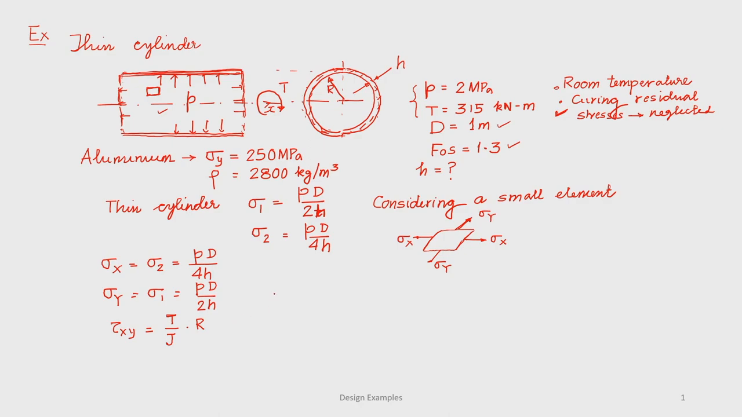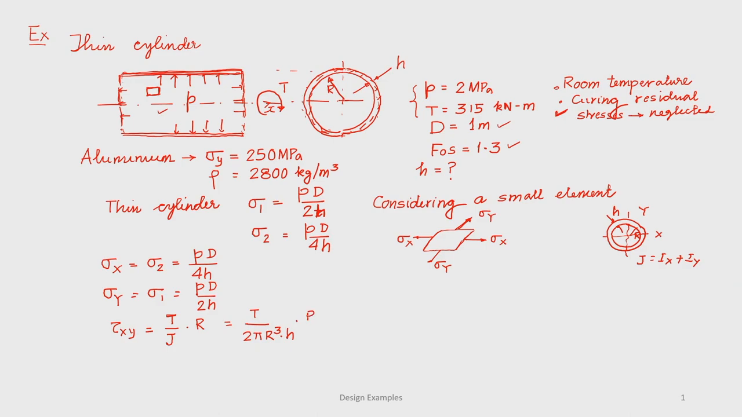Now, for a thin circular cylinder, what is the polar moment of inertia? It is given by 2 pi r cube h. If this is x and this is y, then J is equal to I x x plus I y y, and we know I x for this is pi r cube h, where this is h and this is r. Therefore, J is I x plus I y, which is 2 pi r cube h.